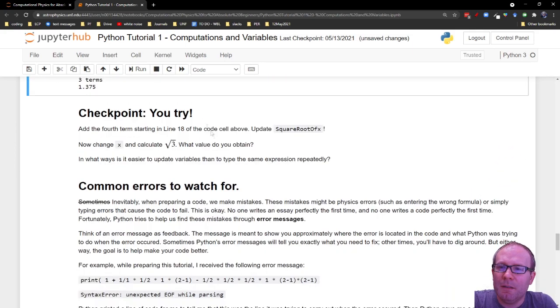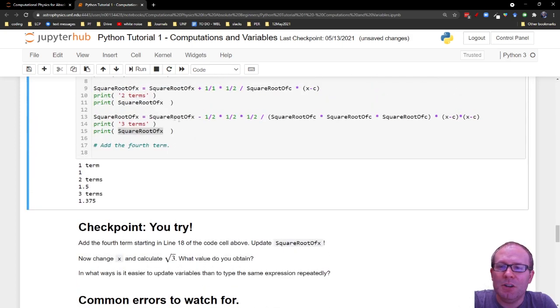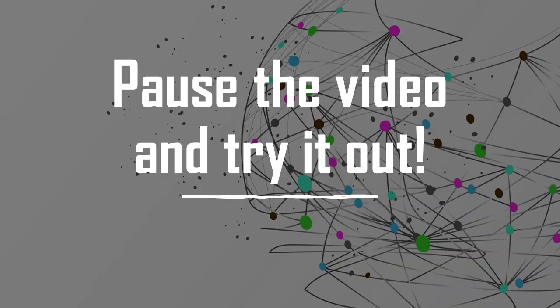So there's another checkpoint here for you to try out using variable reassignment. I'm going to ask you to start in line 18 and make your own calculation out to 3 terms, and then just print square root of x, right? Update the value of square root of x.